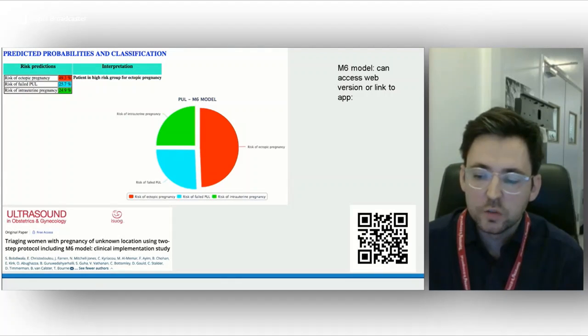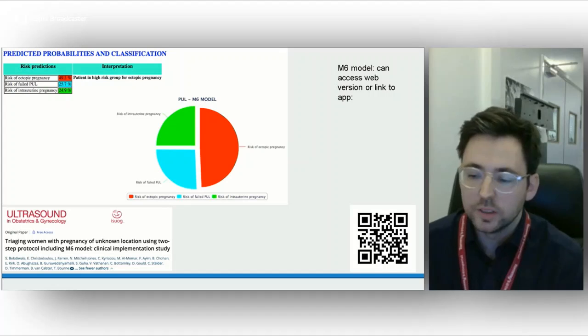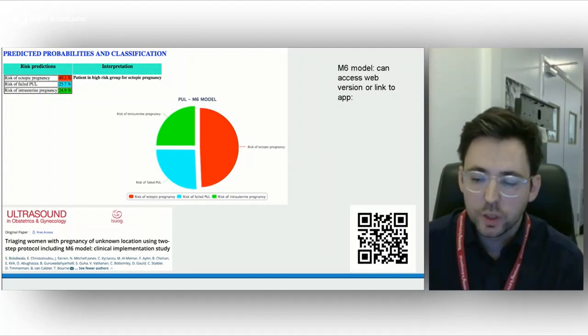It can also be useful to allow approximately 15% of patients to be discharged from the first PUL scan with a pregnancy test in 2 weeks. It will also stratify other pregnancies into low risk for ectopics and recommend a scan in 1 week and reduce the need for multiple blood tests and attendances.